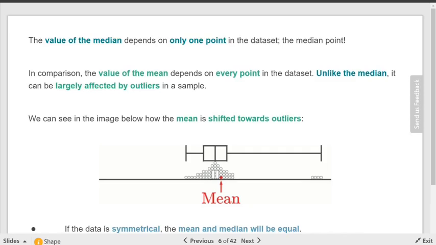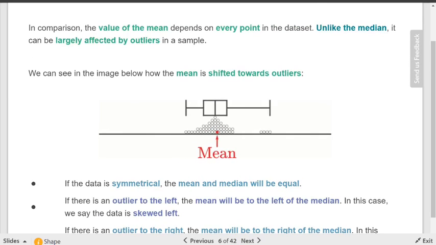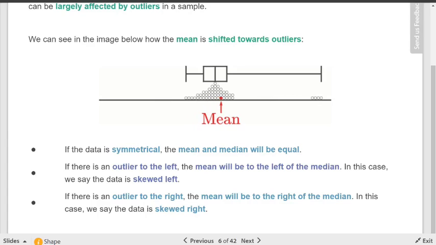Yeah, do you notice? The same thing happens if they had gone to the left: the mean would shift to the left of the median. That's a very important piece of information. So the value of the mean can move, and it always shifts towards the outliers, towards the extra data. If the data is symmetrical, the mean and median will be equal. Exactly equal? No, but close enough, right?